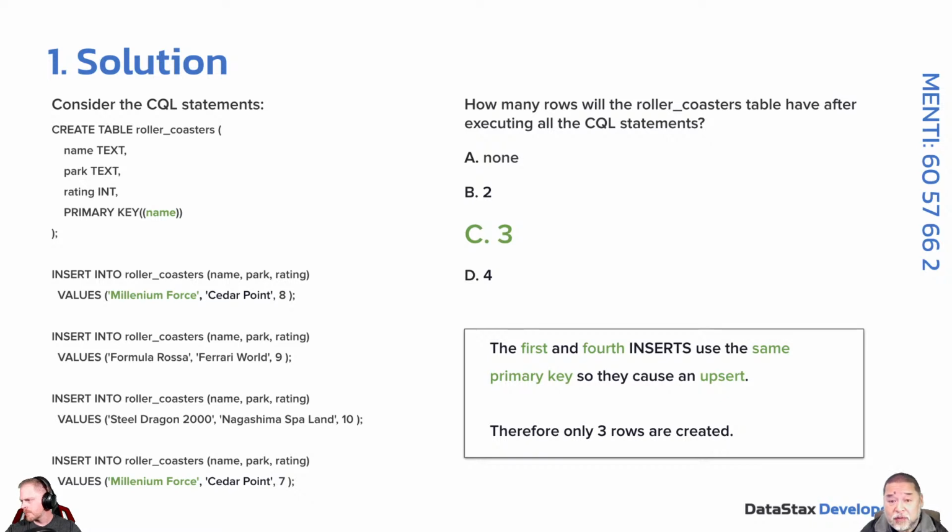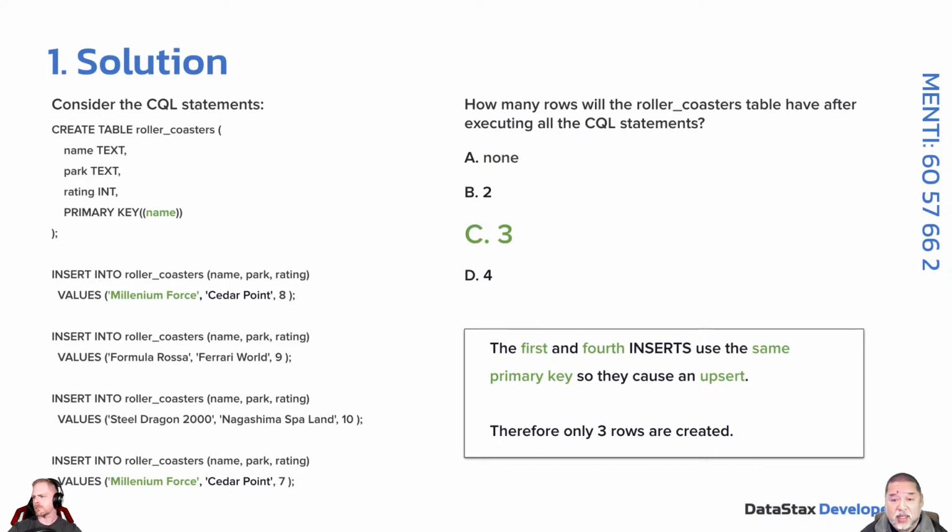It starts with a table definition. When I look at a table definition in Cassandra, the first thing I'm always going to look at is the primary key. In fact, I'm going to spend a lot of time looking at primary keys. This table has a simple primary key. It's a single field called name. And now I have 4 inserts into this table, and all of them insert name, park, and rating.